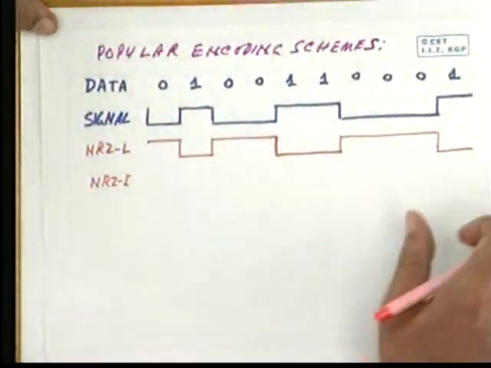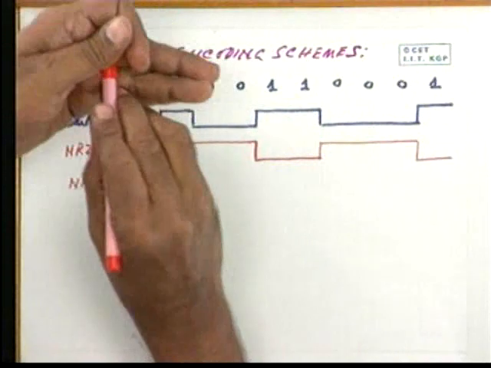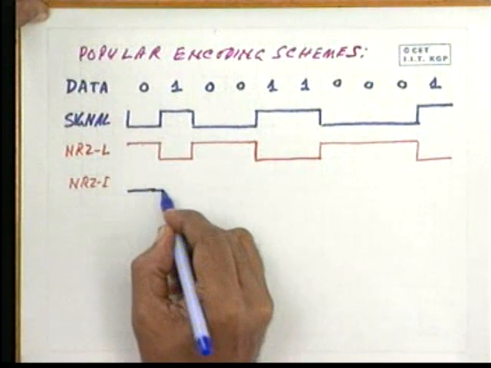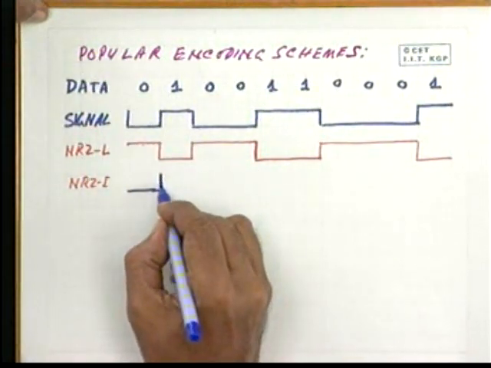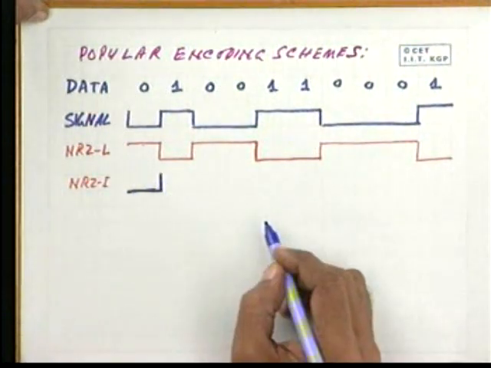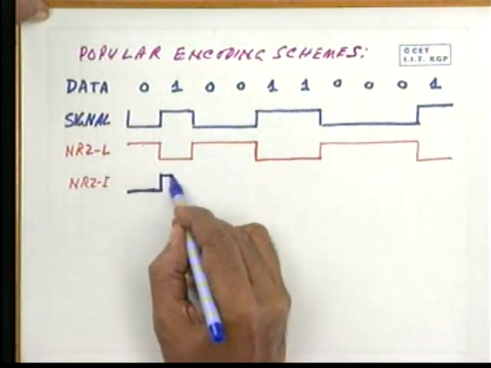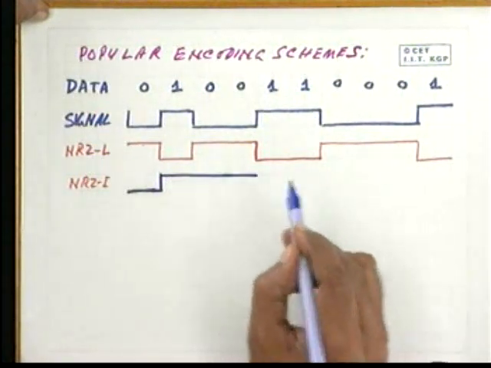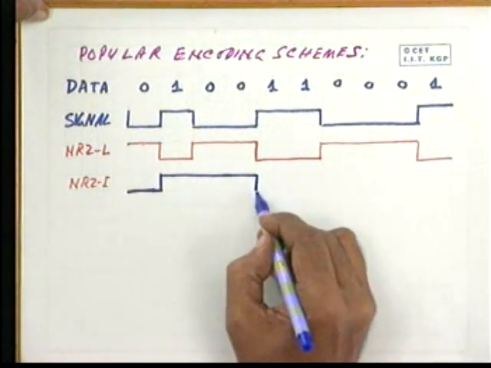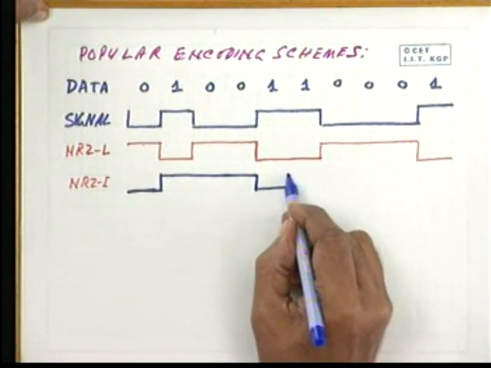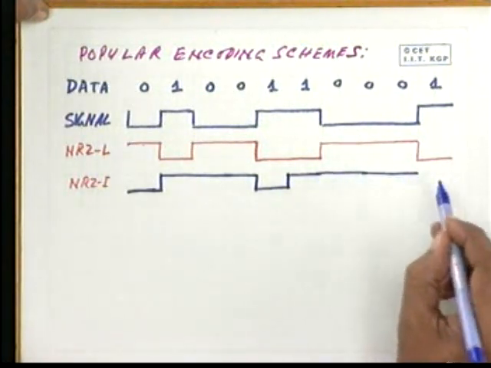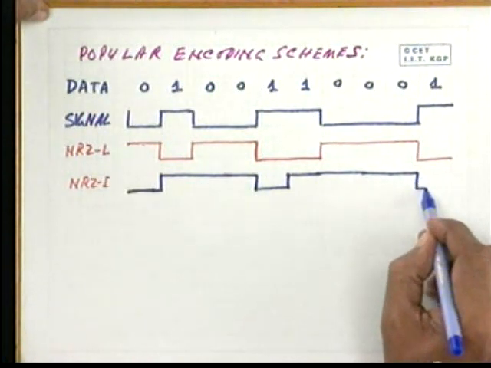In this case, for 0 there is no signal, and in case of 1 there is an inversion. So the signal changes from low level to high level. There is a signal here, and it remains until it encounters another one. So here there is another one, so it changes from high to low, and again it changes from high to low here, and it continues until again here it changes from high to low.